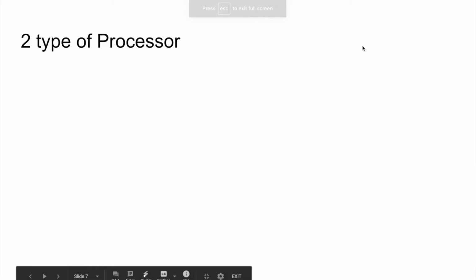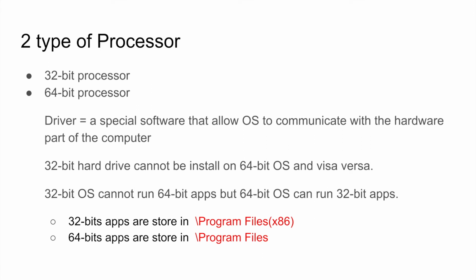Processors play a big role in operating systems. There are two types of processors, 32-bit and 64-bit. And one thing to keep in mind is a 32-bit OS cannot be installed on a 64-bit processor, and vice versa. A 32-bit OS cannot run 64-bit applications, but a 64-bit OS can run 32-bit applications. So whenever you download applications on a 64-bit OS, 32-bit applications are stored in /Program Files (x86), and 64-bit applications are stored in /Program Files.